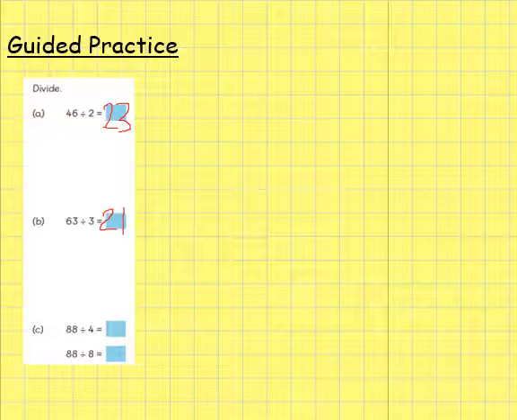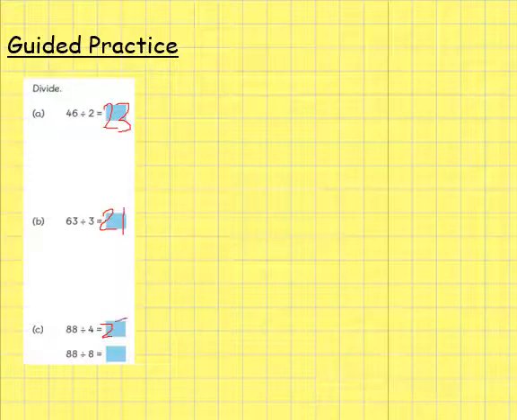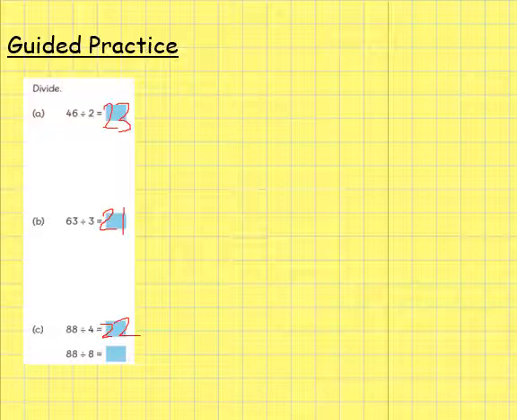88 divided by 4, hopefully you got the answer of 22. And this last one, 88 divided by 8, hopefully you got 11. And you might notice that there's a little bit of a pattern here with these two questions, because 88 divided by 4 gives us 22, and 88 divided by 8 gives us 11.